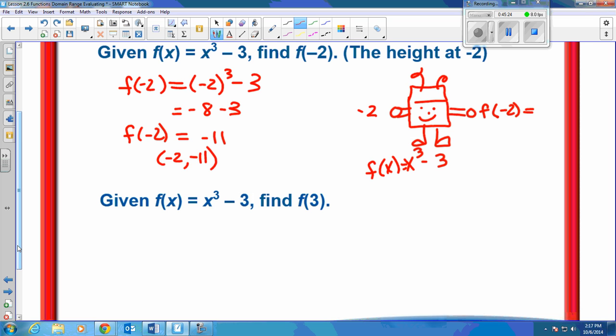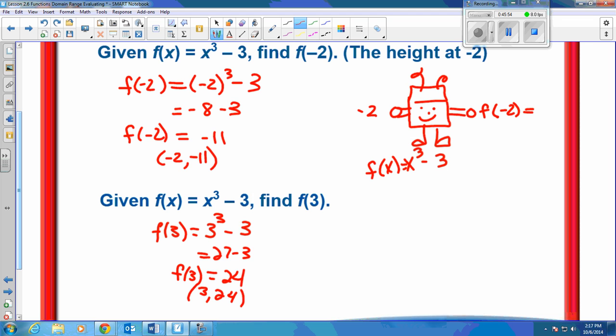We're not there yet. We're on the page before that still. All right, given that f of x is x cubed minus 3, find f of 3. So now what am I replacing the x with? A 3. So f of 3 means 3 cubed minus 3. What's 3 cubed? Minus 3. So this is 24. F of 3 is 24. This means I have the point (3, 24).